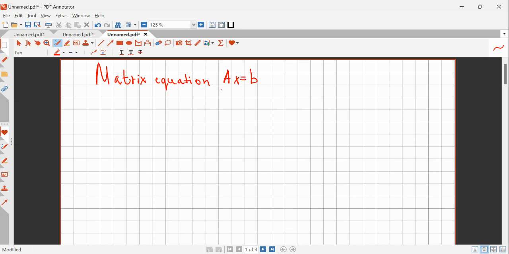A is our any matrix. It can be a matrix of any size: 2 by 3, 3 by 2, 4 by 4, 5 by 5, anything. X is our vector matrix and B is our linear combination. It also can be a matrix with one column. So let's try the definition.